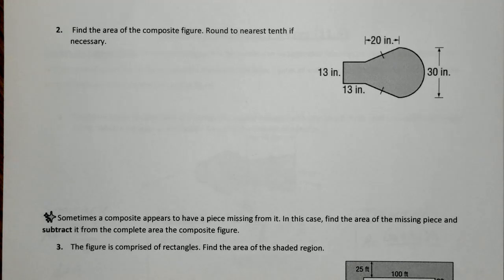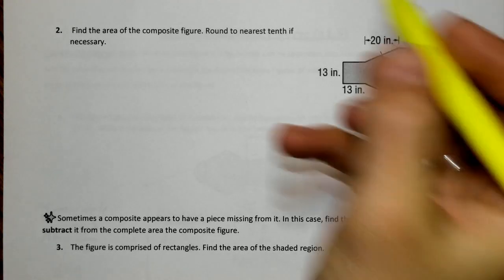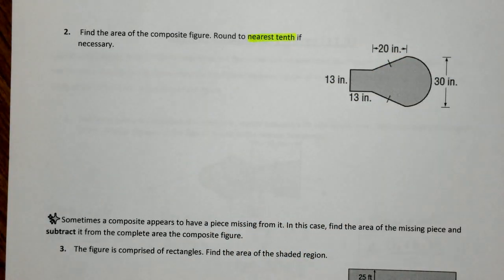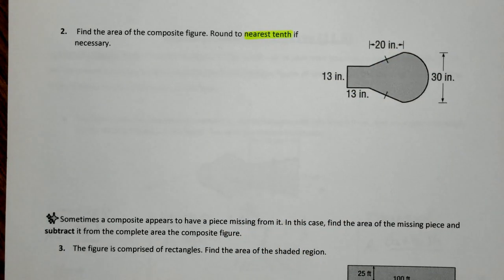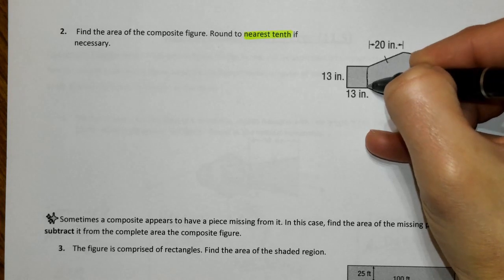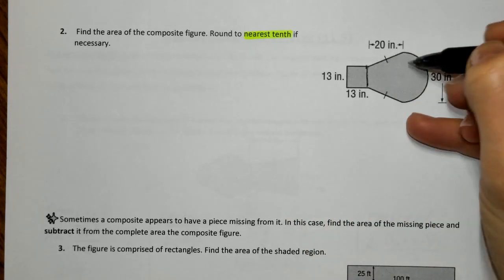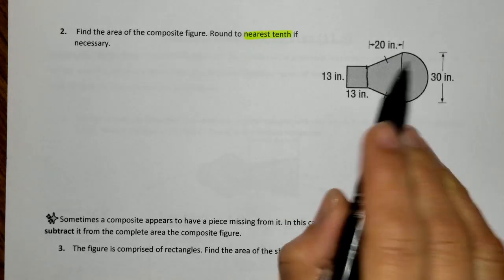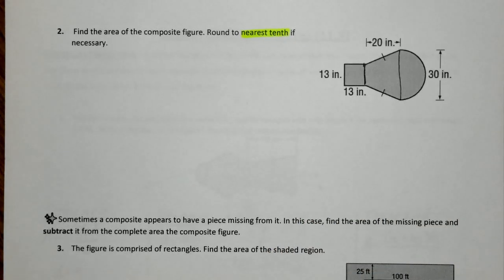All right, number 2, we are going to have to draw in lines on our own. They're not giving us the lines like we did on the last one. We're going to round to the nearest tenth. So what we need to see here, what shapes do we have? Well, we can draw a line in right here, and we've got a square. We can draw another line right here. We'll have a trapezoid and a semicircle.